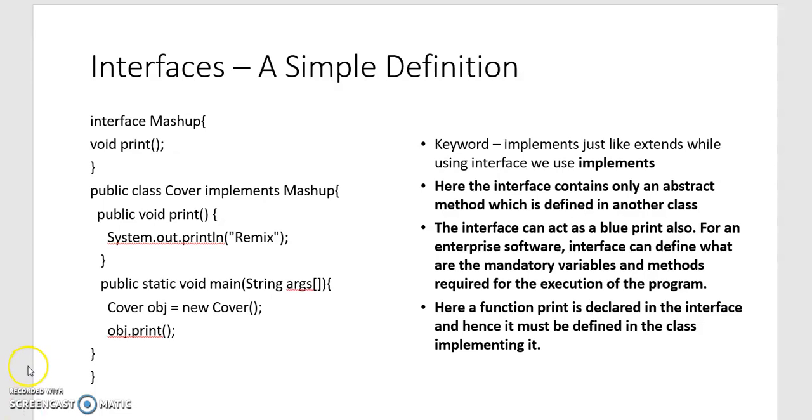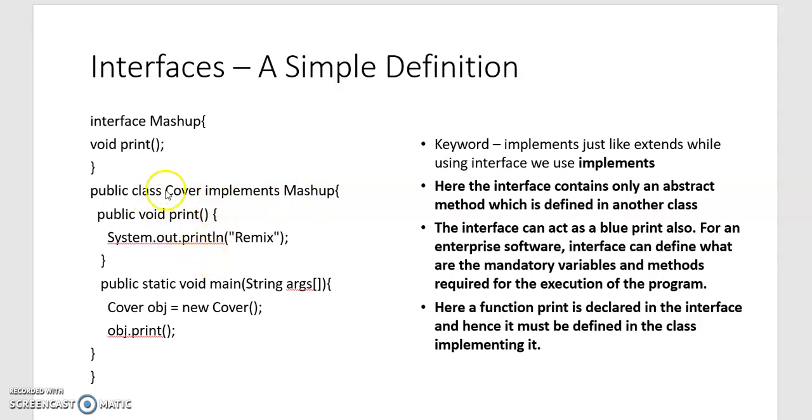If you look at this particular program, you can see that there is an interface titled Mashup. It has a method called print, which is declared and not defined. Now you have a class called Cover, which is implementing this Mashup and connecting to this interface. Again, this Cover has a function called print, and it will display the text Remix. So this print is the same as this print. I hope you're getting the point. The function that is specified in the interface will be defined inside the class implementing the interface.